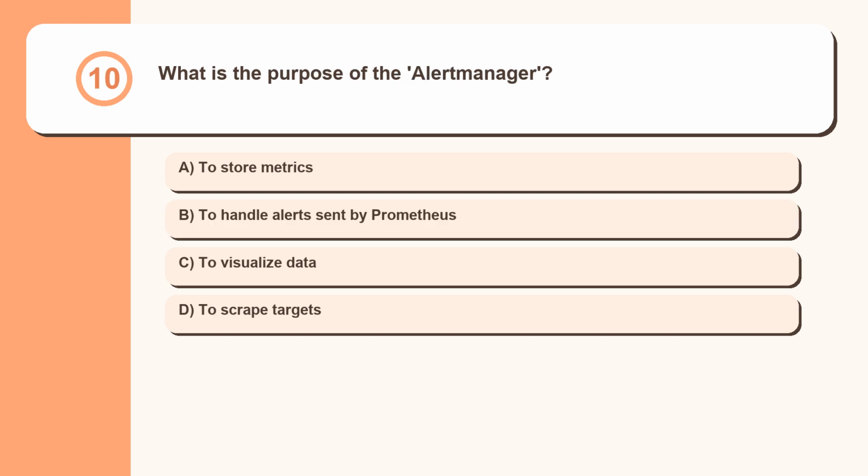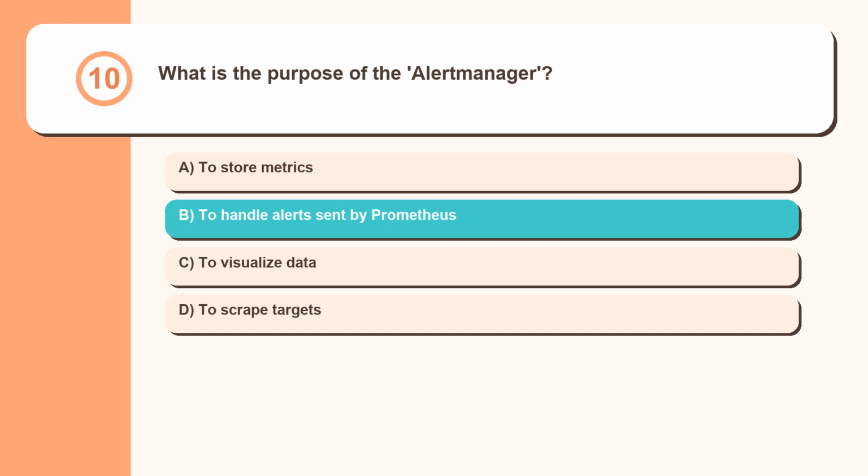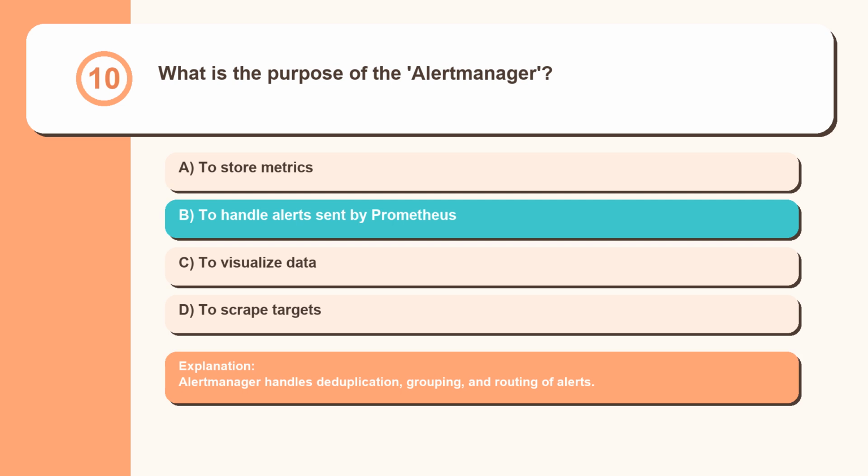Question 10. What is the purpose of the Alert Manager? To store metrics, to handle alerts sent by Prometheus, to visualize data, to scrape targets. Alert Manager handles deduplication, grouping, and routing of alerts.